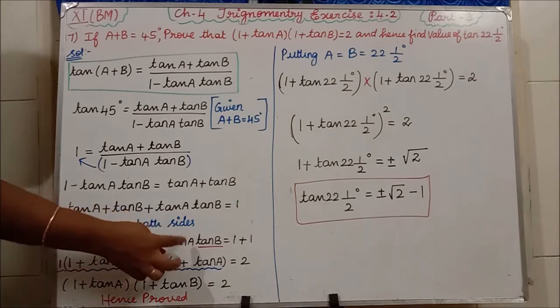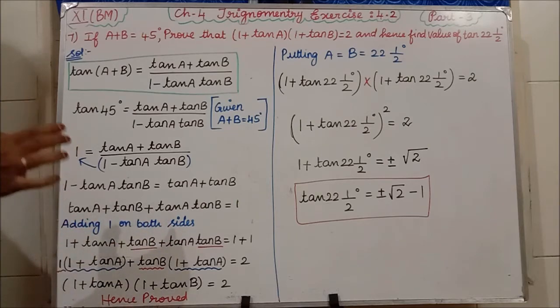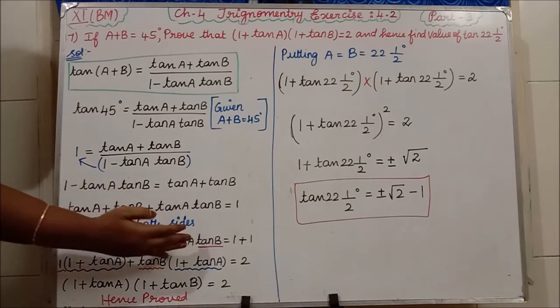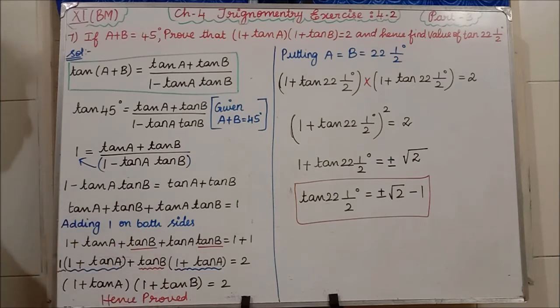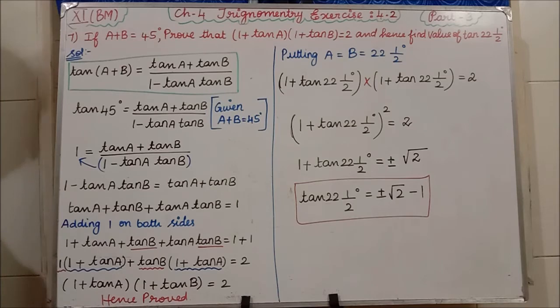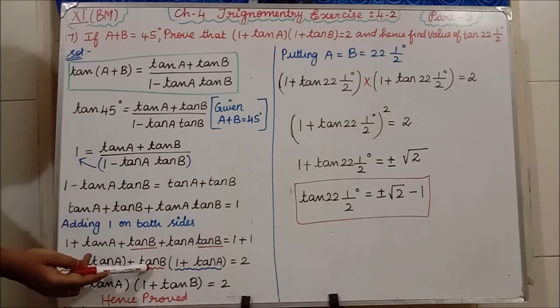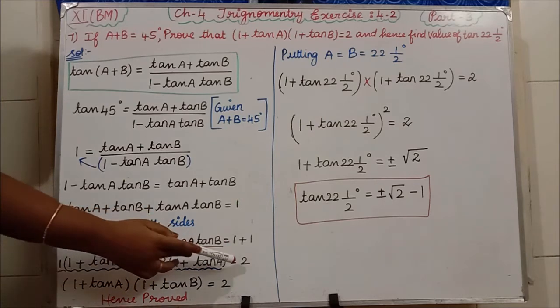Then in the next two terms, what is the common factor we are having? Tan B is common. So take that tan B out. If tan B is out, what will remain inside? 1 plus tan A, multiplied by tan B. Here the tan B is outside, so what will remain inside? Tan A is equal to 2.